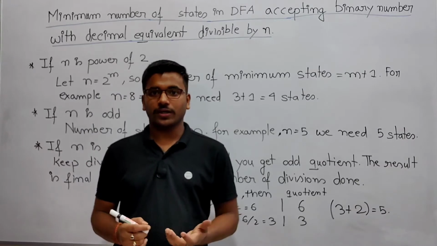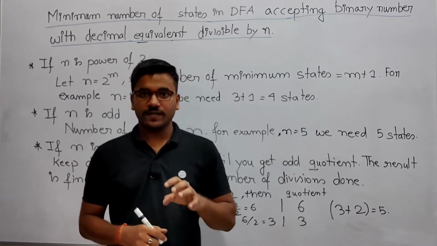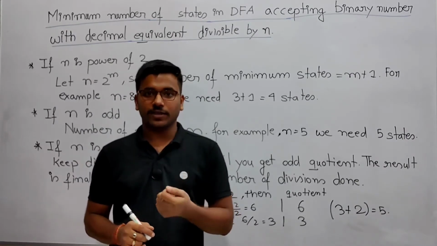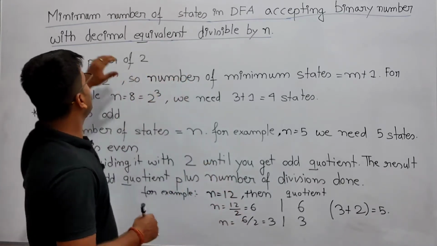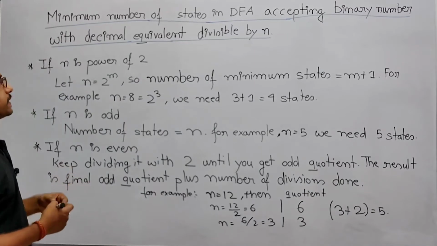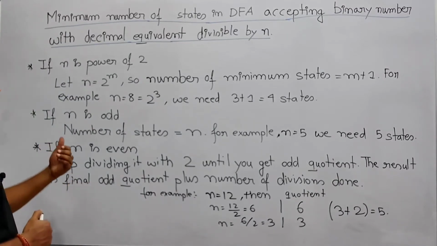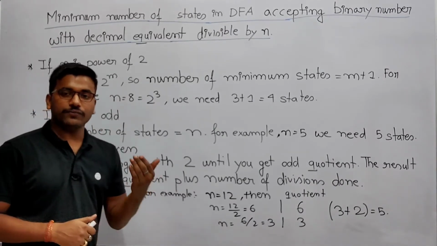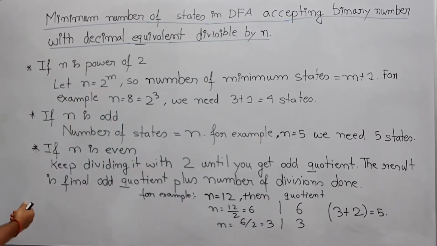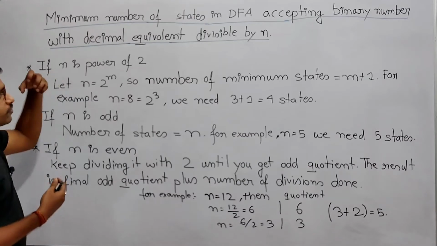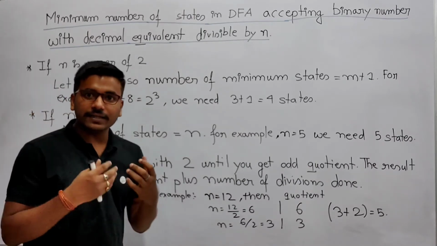Now see the shortcut. Now there is no need to construct the minimal DFA directly by seeing the number. If it is divisible by n, then how many states will you require? See here: the minimum number of states in a DFA accepting the binary number with decimal equivalent divisible by n. If you have a binary number and you are dividing by n, what is going to be the minimum number of states in that DFA?